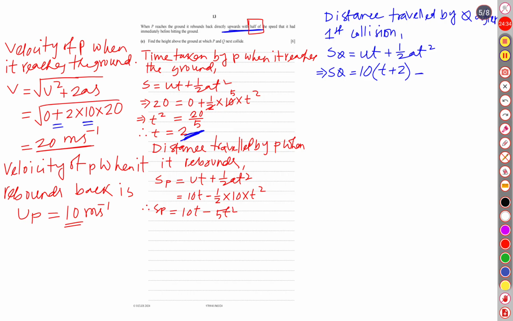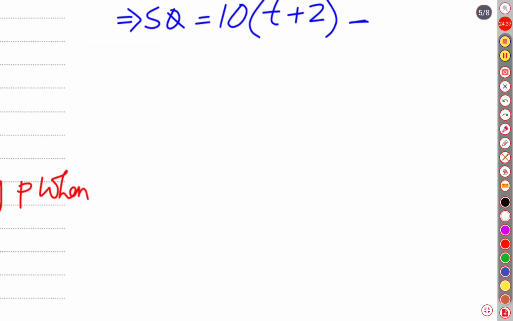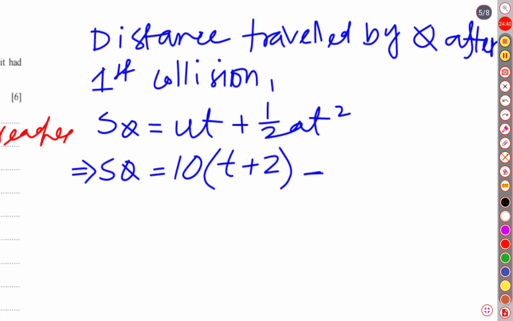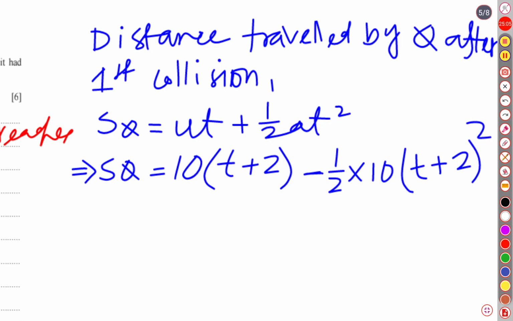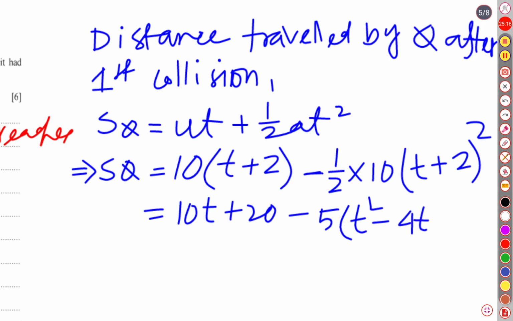So we will have to write negative half into 10, and t is no more t, as I have told. Q was continuously moving onward. That's why the 2 seconds P took to reach the ground, in this time also Q was moving onward, so Q took 2 seconds more. It will be t plus 2, whole square. Or it is going to be 10t plus 20 minus 5 into t square plus 4t plus 4.